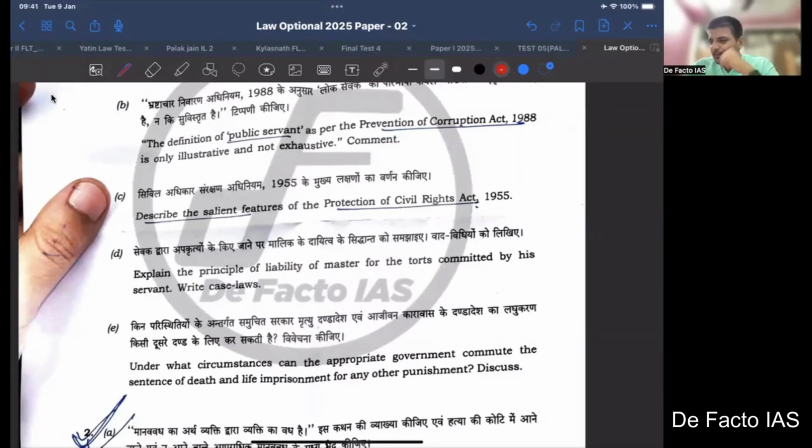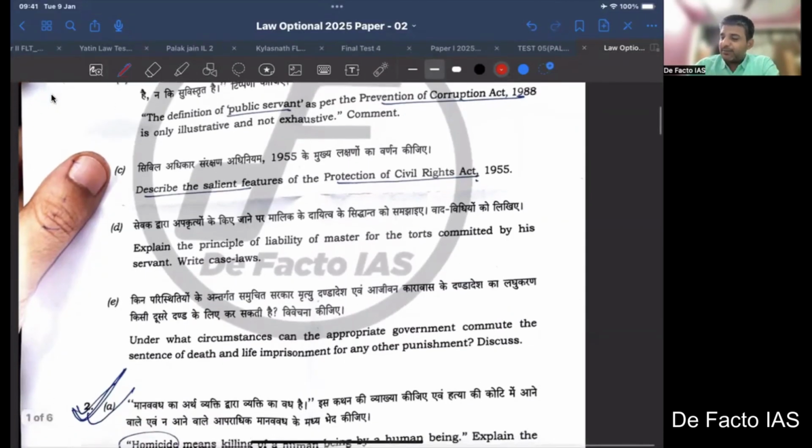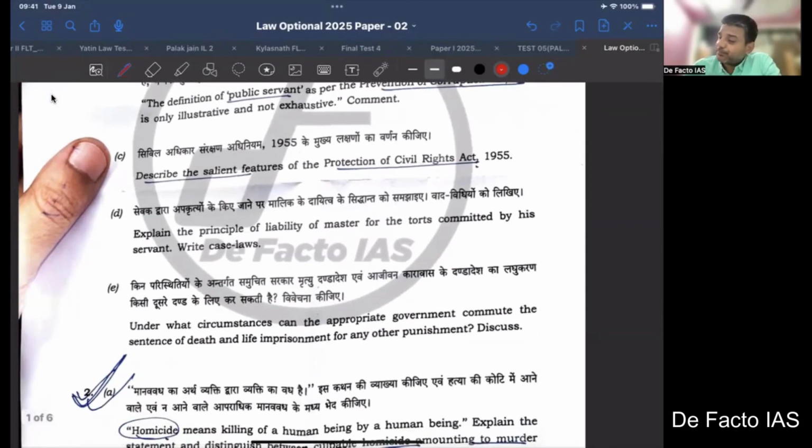Okay. Now, let us come to 1D. It says, explain the principle of the master's liability for a tort committed by a servant, with case laws, right? Principle of liability, so it is basically talking about vicarious liability. So first you will talk about the rationale, right? Respondeat superior, or public policy dictates, or the very famous concept whereby those who act through another must take the responsibility, right?